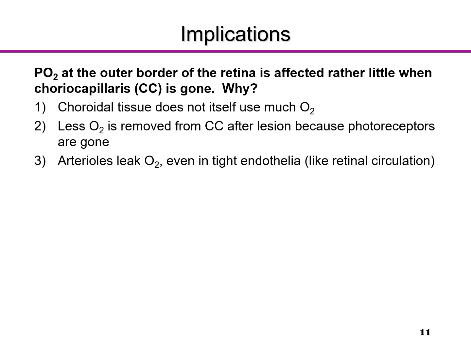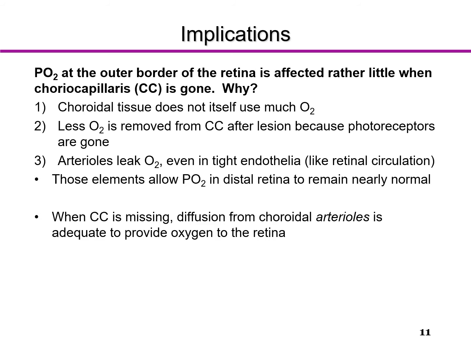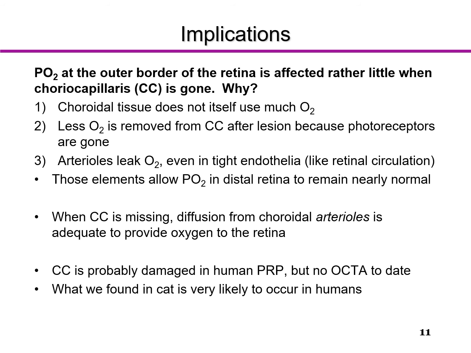And we know that arterioles in general leak oxygen, even in tight endothelia, as in the retinal circulation. So we think it's very probable that the arterioles in the choroidal circulation are supplying the oxygen now to the retina. So these three elements really allow the PO2 in the distal retina to remain nearly normal. So when the choriocapillaris is missing, the diffusion from the choroidal arterioles is adequate to provide oxygen to the retina.